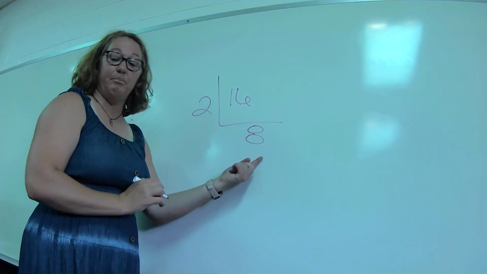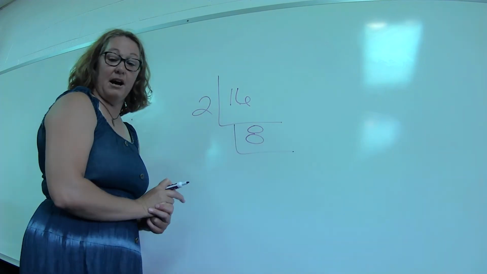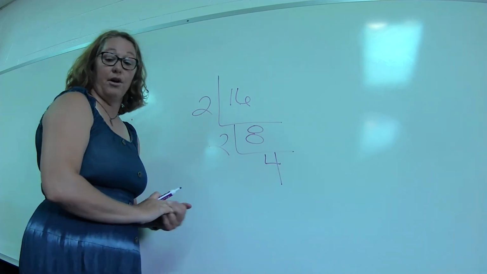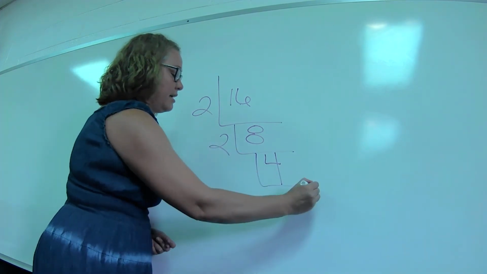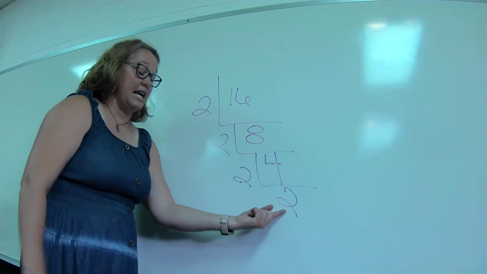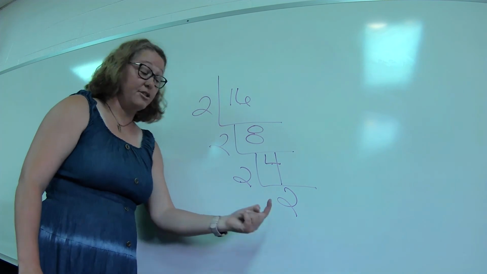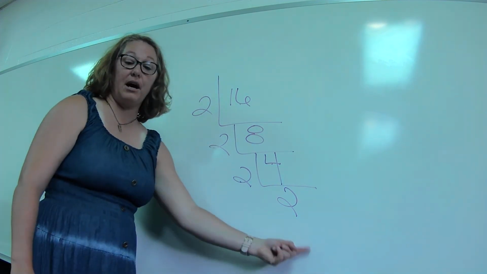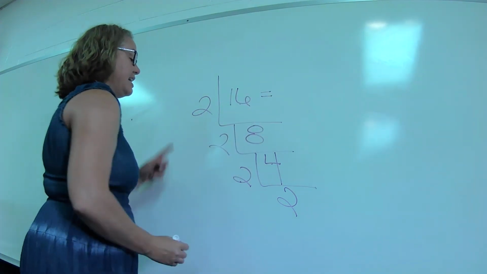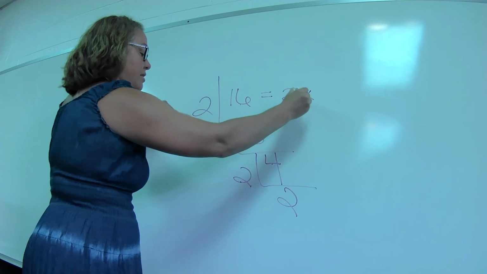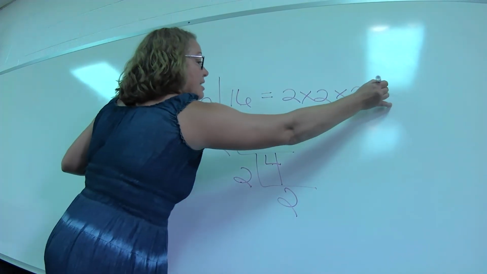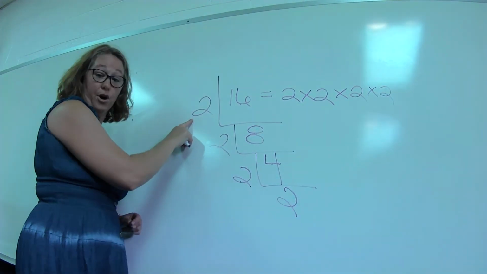Well, 8 is composite, so we have to divide by 2 again because this is even. Now we get 4. Well, 4 is composite, so I have to divide again. 4 divided by 2 is 2. Now this 2 is prime. So I have divided all the prime numbers out of 16. And we would say 16 equals 2 times 2 times 2 times 2. Notice I have 4 2's.